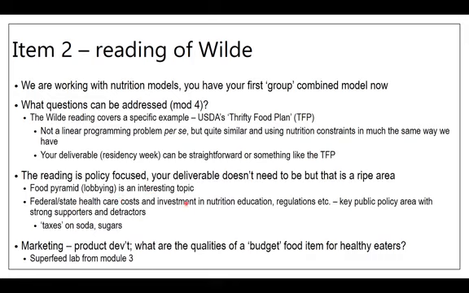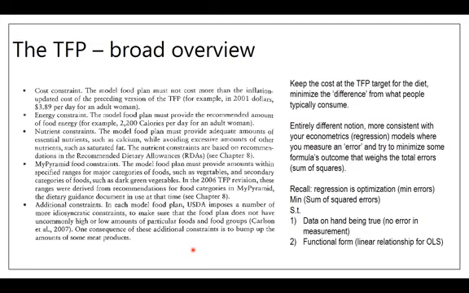Federal and state healthcare costs, and how they might be able to bring those down via an investment in nutrition, education, regulations. It's a key public policy area. And you see things like taxes on soda and sugars. Another area is marketing, product development. What kind of qualities of a budget food item, right? What if we're competing on price, but what kind of nutritional claims can we make?